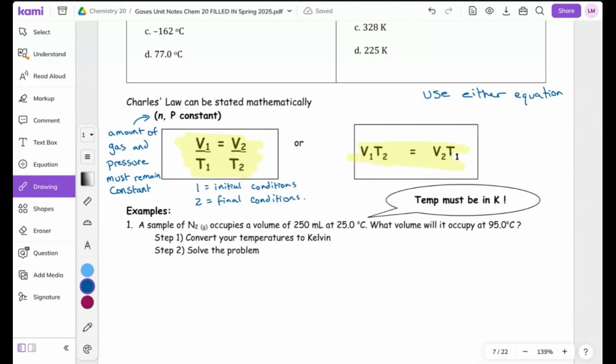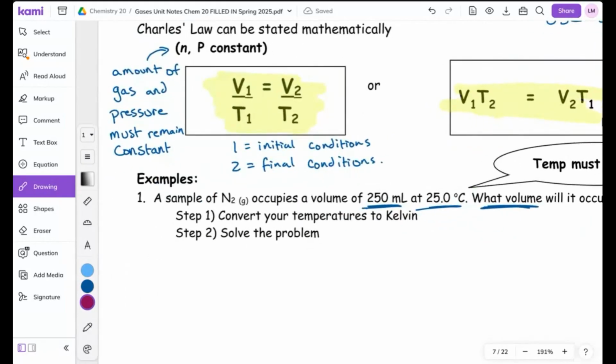Okay, so getting into some examples here. We have a sample of nitrogen gas that occupies a volume of 250 milliliters at 25.0 degrees Celsius. What volume will it occupy at 95 degrees Celsius? All right, so this first example gives us some helpful hints to get us started. As we've said before, whenever you do a calculation in chemistry, your temperature absolutely must be in Kelvin. You cannot use degrees Celsius.